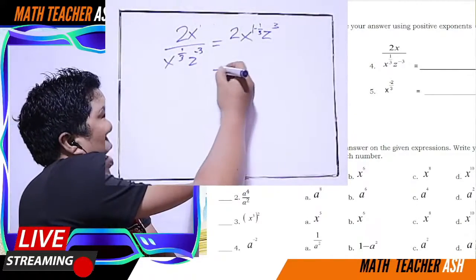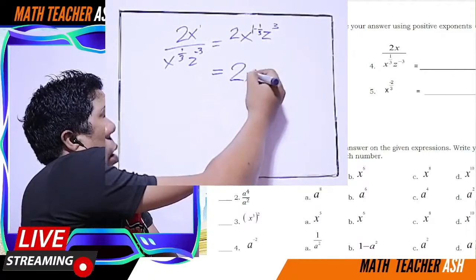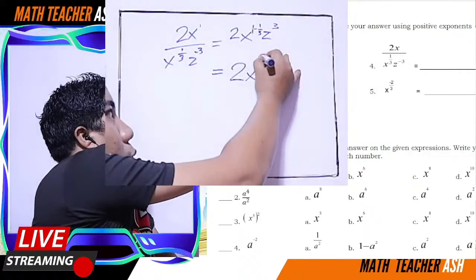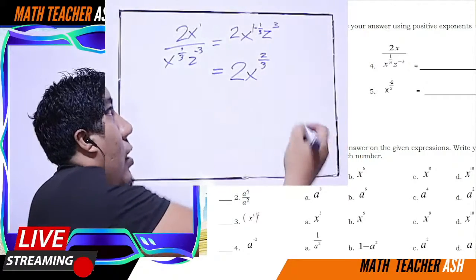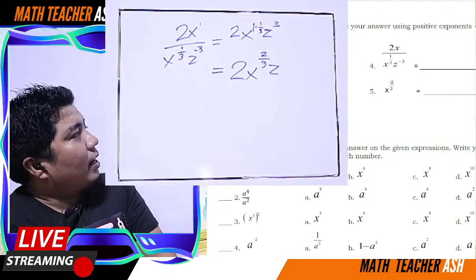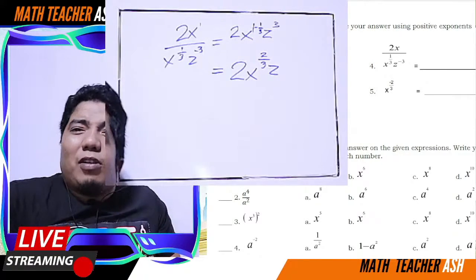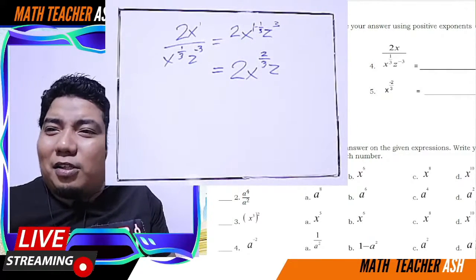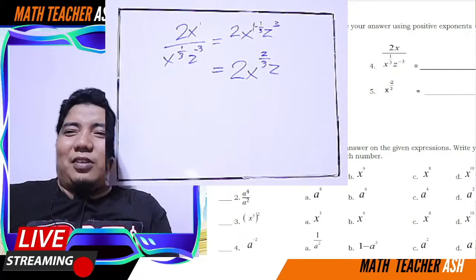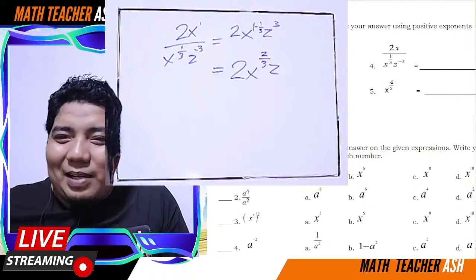So, pag isi-simplify mo to, 2x, 1 whole minus 1/3, that is 2/3. Okay? 2/3. Then, z. So, of course, this is already your final answer. Alright. So, ganun lang kadali, my dear math learners. So, hindi naman sinabi na kailangan yung answer mo ay naka-radical, di ba? Okay, good. So, that's it, my dear math learners.